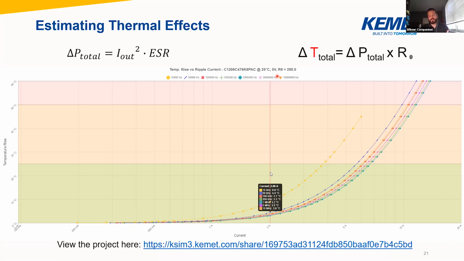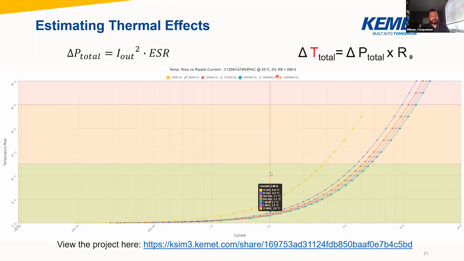So for a capacitor in particular, the power loss is determined by 2 things: the output current, in the case of a switching regulator, and the ESR of the capacitor.